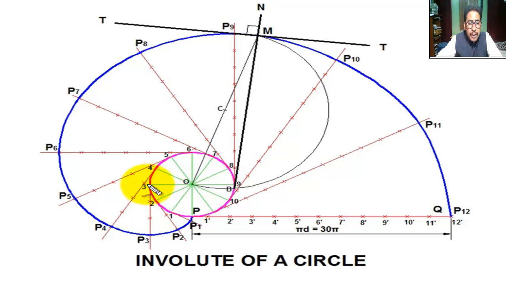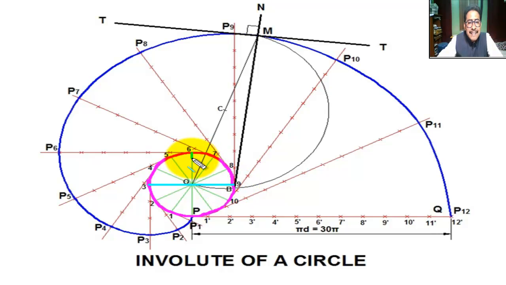First, we draw the circle with 30 mm diameter with center O. Draw a circle of 30 mm diameter, and the center of the circle is O. Now we divide the circle into 12 equal parts.